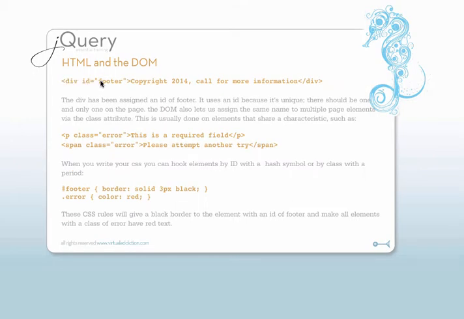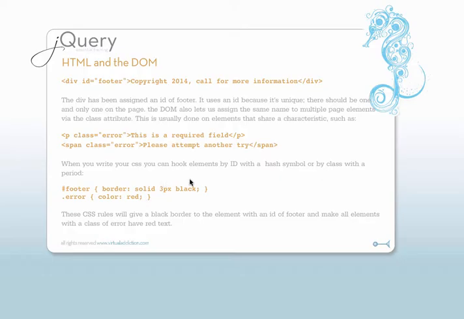Here I have a div that has been assigned an ID of footer. It uses an ID because it's unique. There should only be one instance of these on the page. The DOM lets us assign the same names to multiple page elements via the class attribute. This is usually done on elements that share characteristics, such as this example here, where I have both a paragraph and a span tag that have the class of error assigned to them.